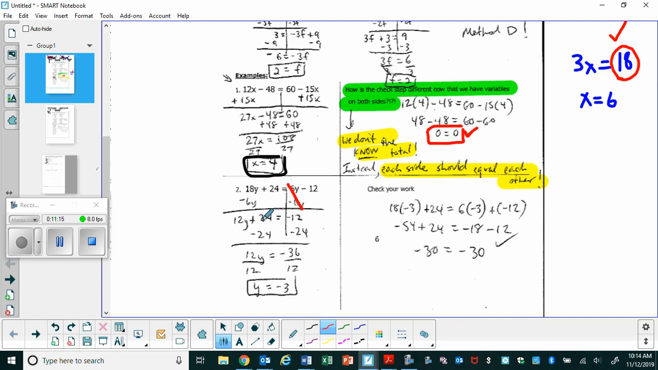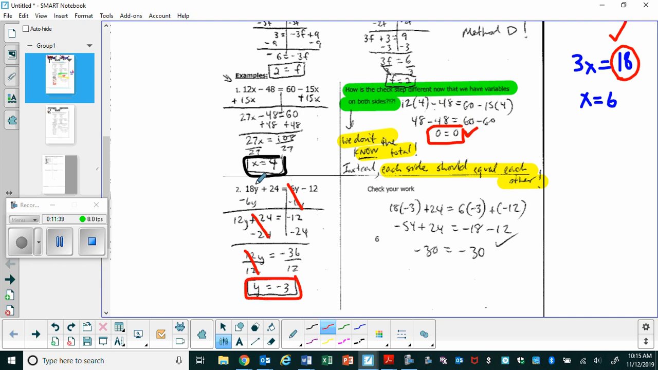constant. So now, because our constant's a positive 24, we're going to subtract 24 on both sides, and that cancels it out over here, and I bring down my 12y. And over here, when I subtract 24 from negative 12, I get a negative 36. Since my coefficient is a 12, I'm going to divide both sides by this 12. This cancels out over here, and we get that y will equal negative 3.